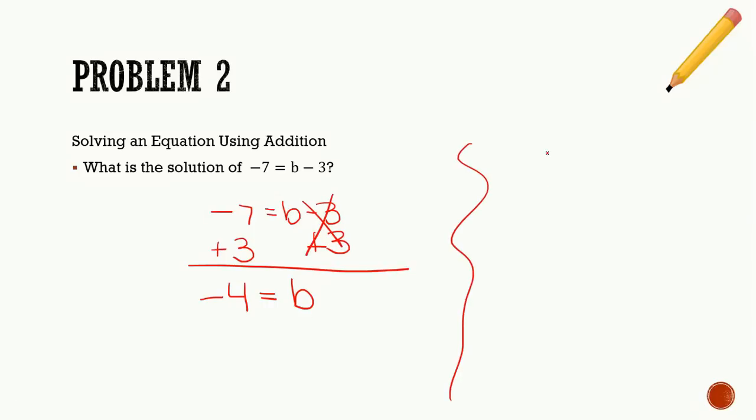Let's check to make sure that works. So negative 7 equals negative 4 minus 3. Notice how I took that negative 4 and I plugged it in for our b value, okay? Negative 4 minus 3, well, that's negative 7. Negative 7 equals negative 7. Wonderful, got the right answer. Pat on my back.